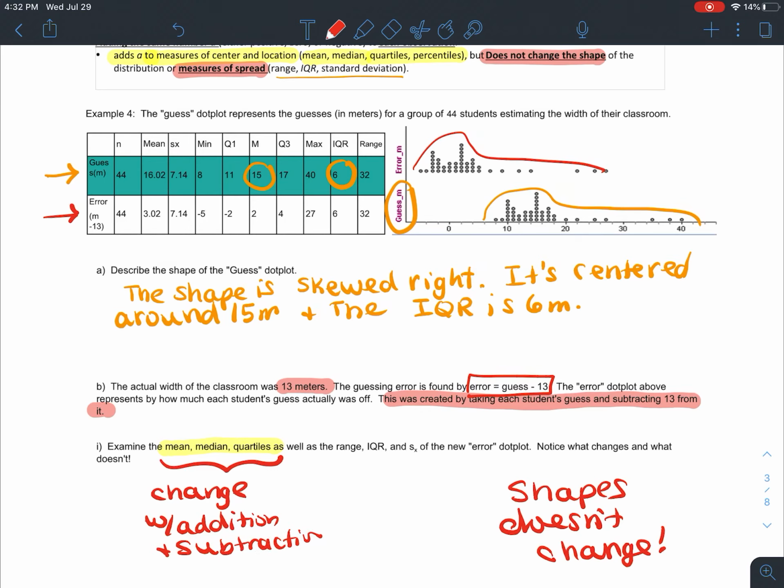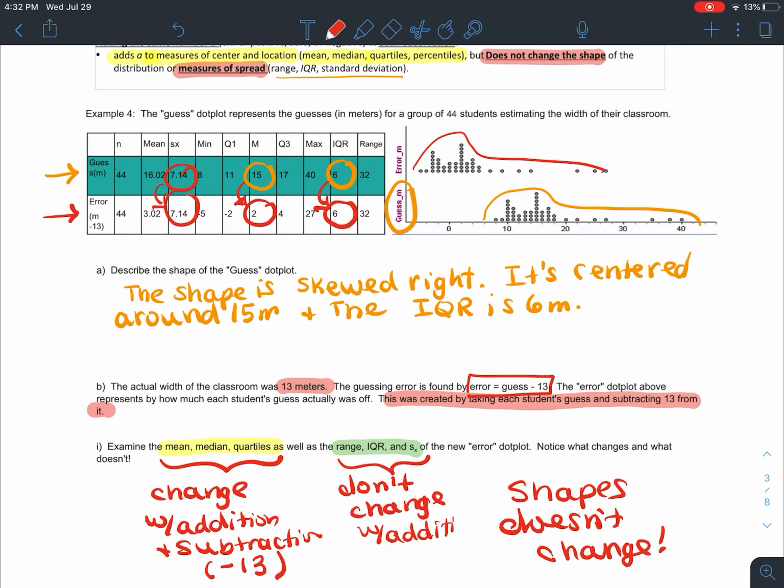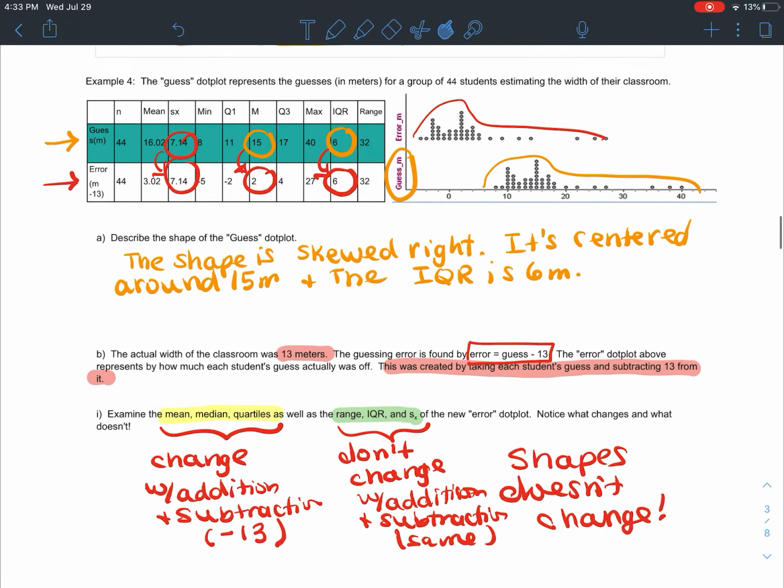Look at how it changed. Look at what the error was. See how it dropped? The center dropped by 13. So it went down by 13. The measures of spread, range, interquartile range, standard deviation, you'll notice we can compare from here to here, and those did not change. So measures of spread don't change with addition and subtraction. They stay exactly the same.